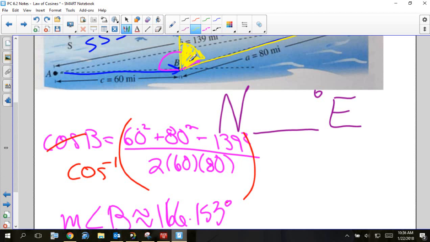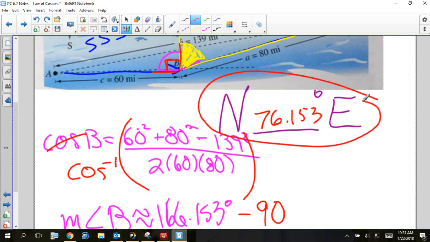So you said subtract 90. You're looking at the picture. This is going straight north, and this is going straight east. So that's 90. So if you subtract off 90, we'll have what's left over. So we'll take that answer, we'll subtract off 90, and we'll get our bearing angle. 76 point something, 153. So our final bearing answer looks like north, 76.153 degrees.